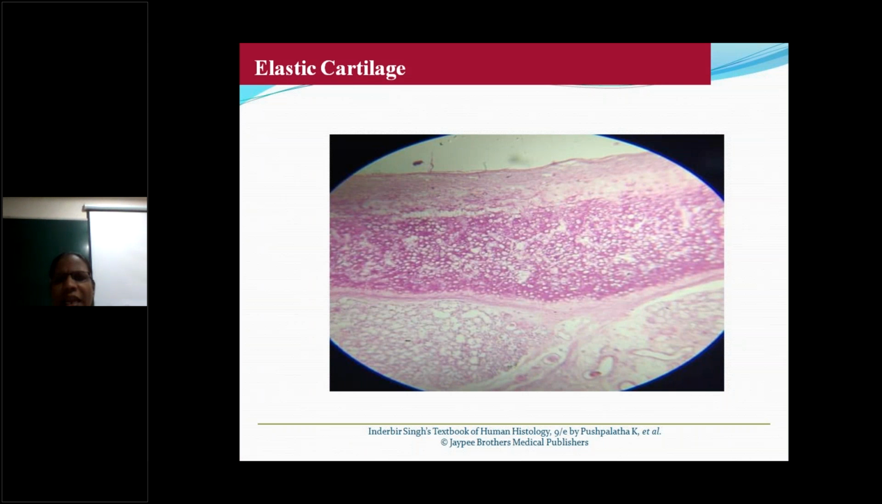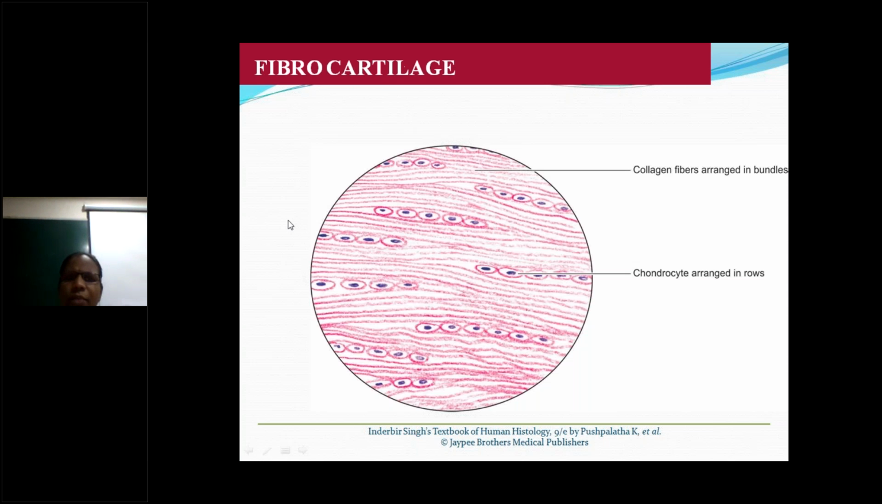Next one is the elastic cartilage. So in the elastic cartilage, here also you are able to see.